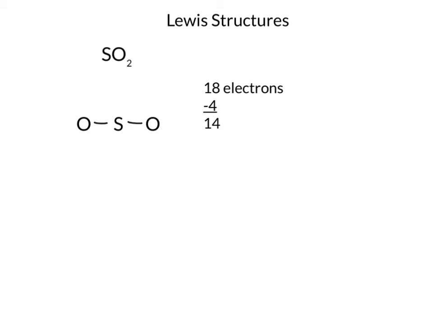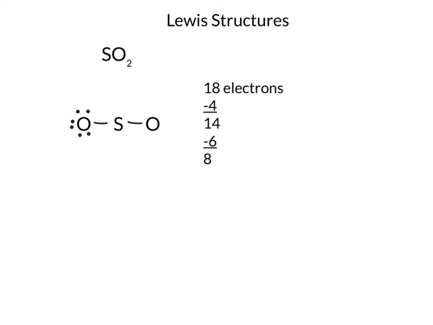So we'll start with the left side oxygen. This oxygen right now has 2 electrons covalently bonding it to the sulfur. That means it has 2, and we need 6 additional electrons. So we're going to take 6 of those 14 remaining electrons and put those as lone electrons on the oxygen. This will bring our total down to 8.